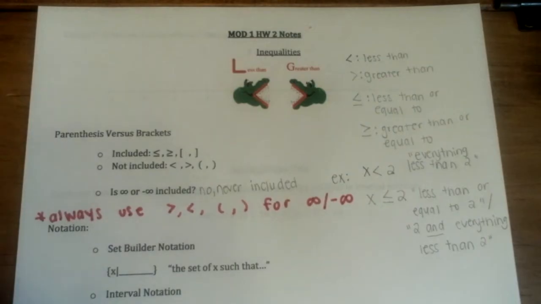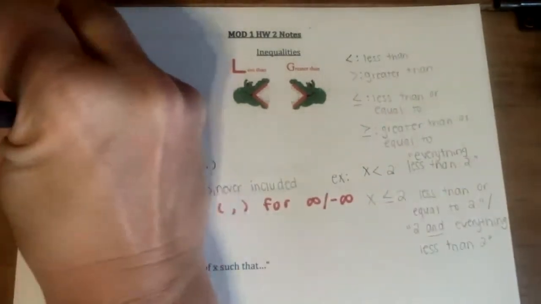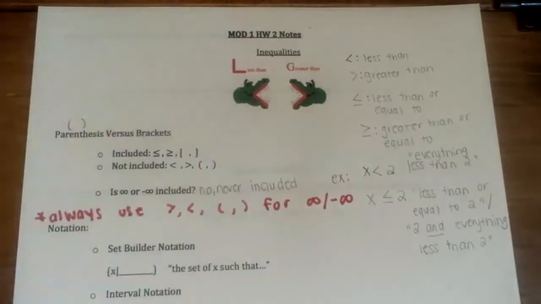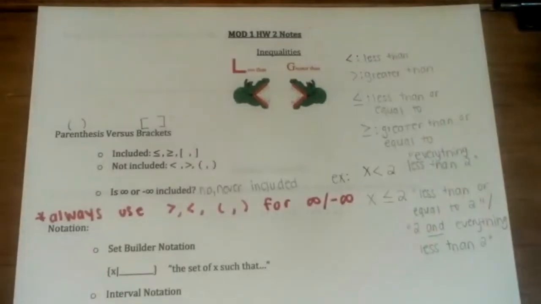All right, so that's parentheses versus brackets. Parentheses are our normal parentheses that we use to group stuff with. And then our brackets are the same concept, but we use the square ones to show that it's included. We're going to talk about this more later. We're just kind of talking about our different symbols right now.